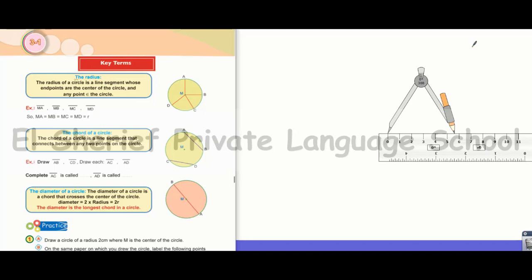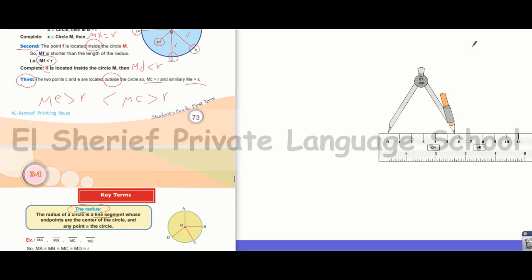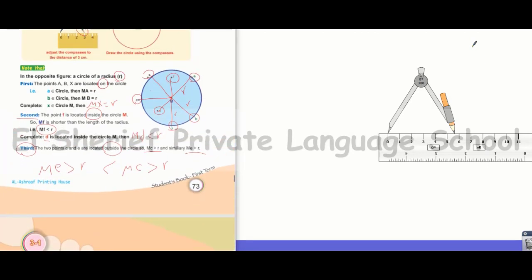First, the radius. The radius of a circle means a line segment between the center and any point on the circle. We know that before, we have a point on the circle, a point inside the circle, and a point outside the circle.